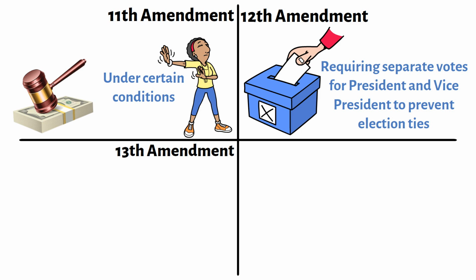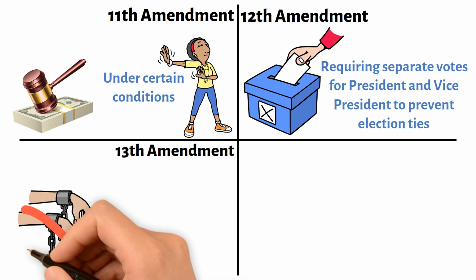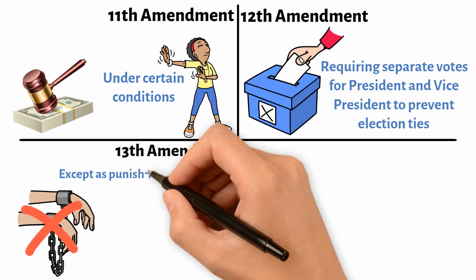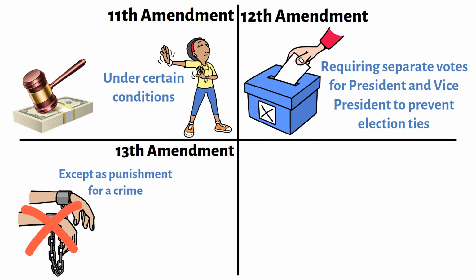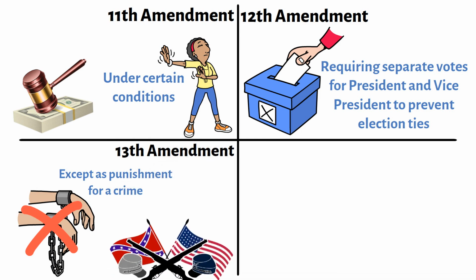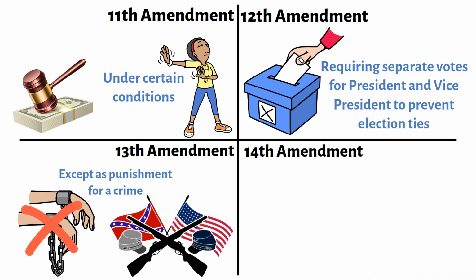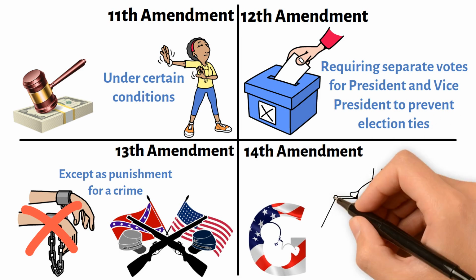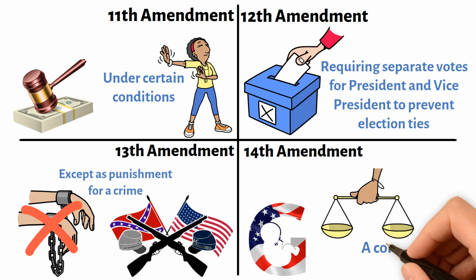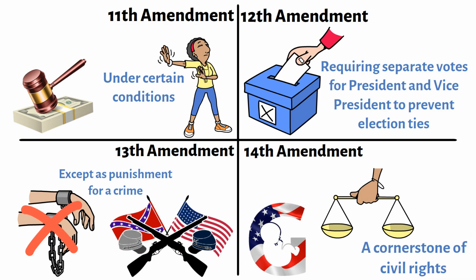13th Amendment abolishes slavery and involuntary servitude, except as punishment for a crime. This amendment was a key outcome of the Civil War. 14th Amendment grants citizenship to all persons born or naturalized in the U.S. and provides equal protection under the law. It's a cornerstone of civil rights.